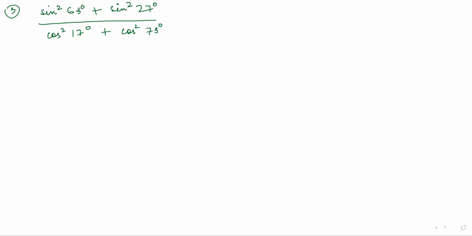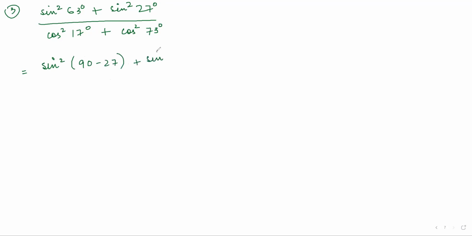Now look at the numerator, 63 and 27. 63 plus 27 is 90, right? You can use the identity. You will do one thing: any of 63 or 27 you can convert. I want to convert 63, so I'll write this 63 as 90 minus 27. Any problem?